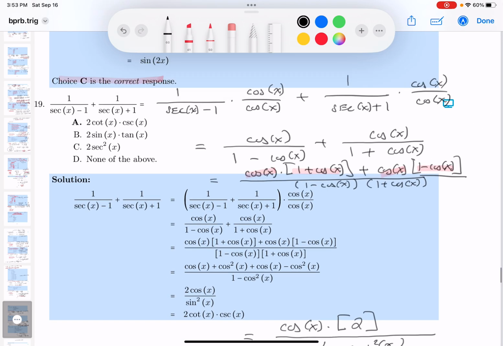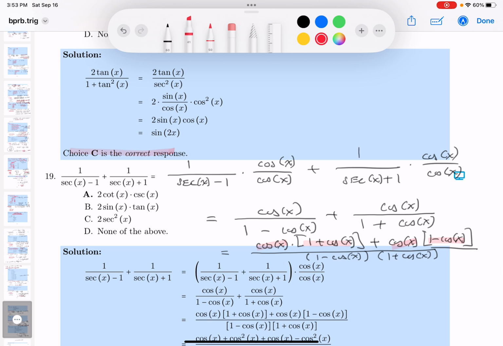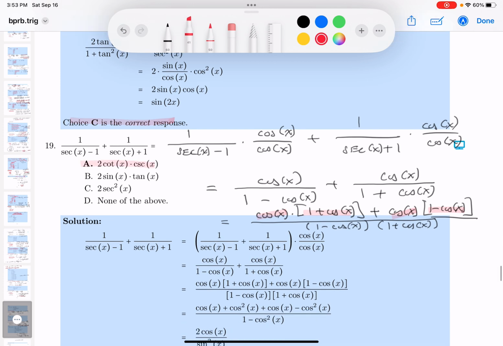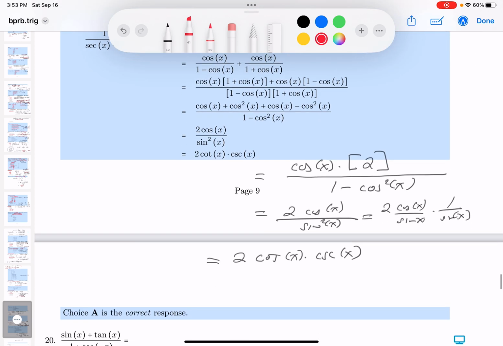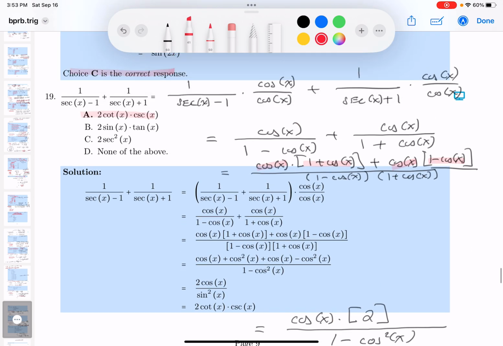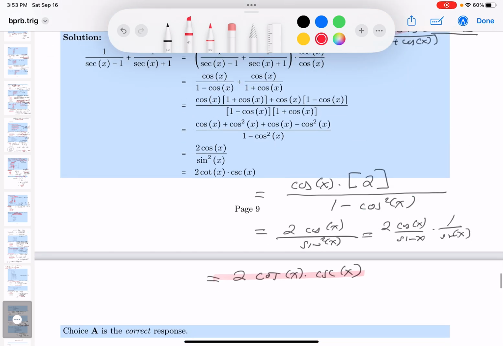All right, let's just take a look at the key. And again, I'm looking at the key for a reason. I want to see if I see that. And I see it right over here. 2 cotangent of x. Go back over here. Cosecant of x. So it's letter A. A is the correct choice.